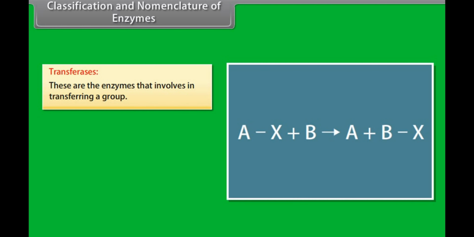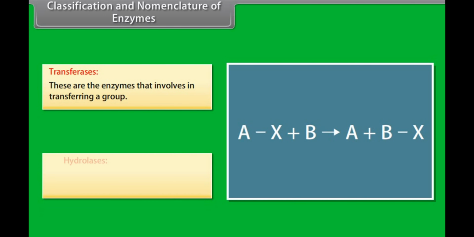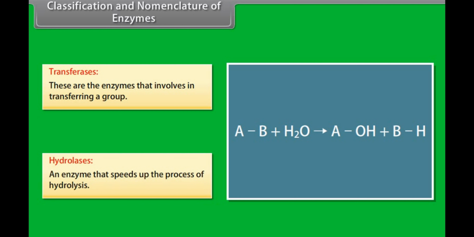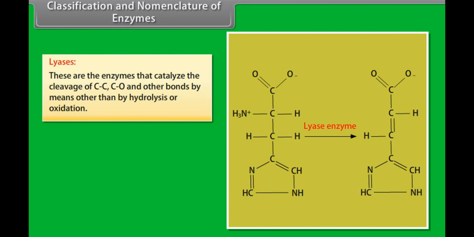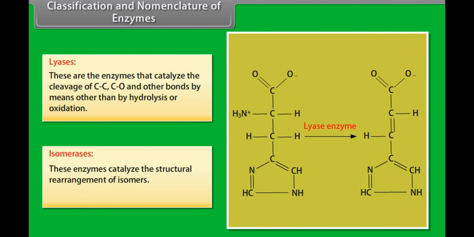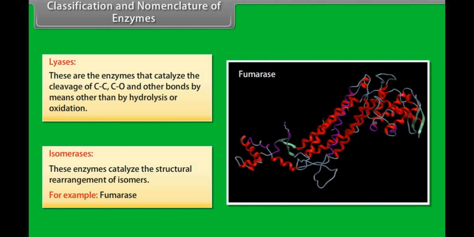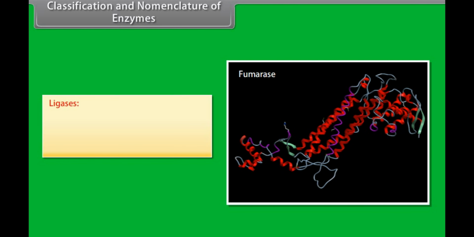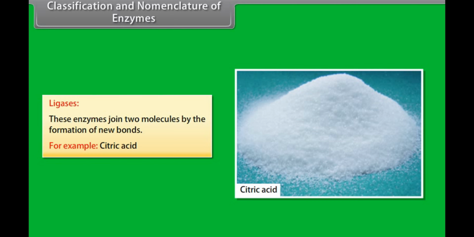Transferases. These are the enzymes that are involved in transferring a group. Hydrolases. An enzyme that speeds up the process of hydrolysis. Classification and nomenclature of enzymes. Lyases. These are the enzymes that catalyze the cleavage of C-C, C-O and other bonds by means other than by hydrolysis or oxidation. Isomerases. These enzymes catalyze the structural rearrangement of isomers, for example, fumarase. Ligases. These enzymes join two molecules by the formation of new bonds, for example, citric acid.